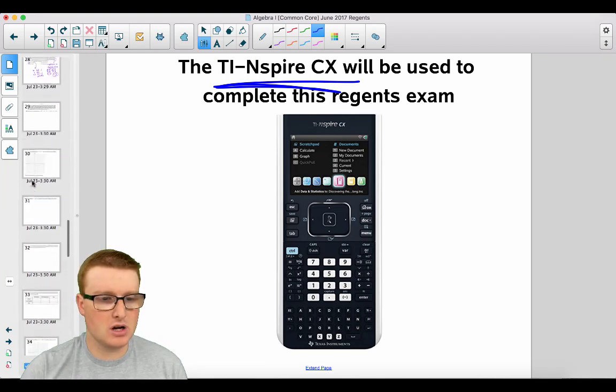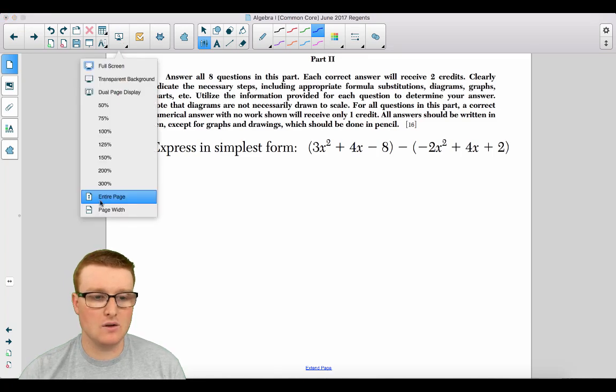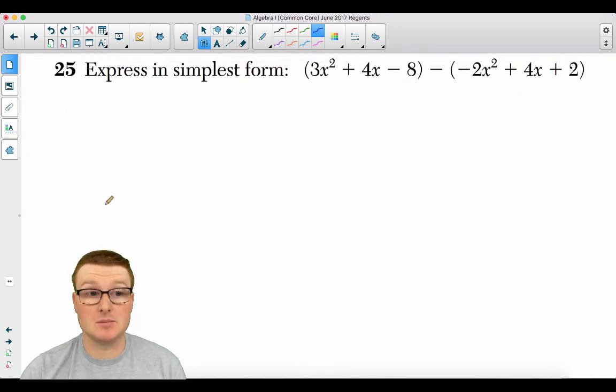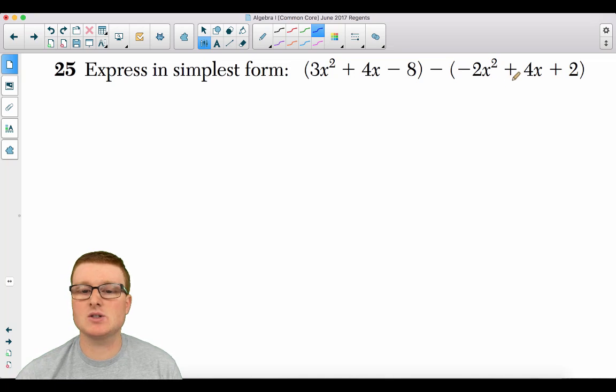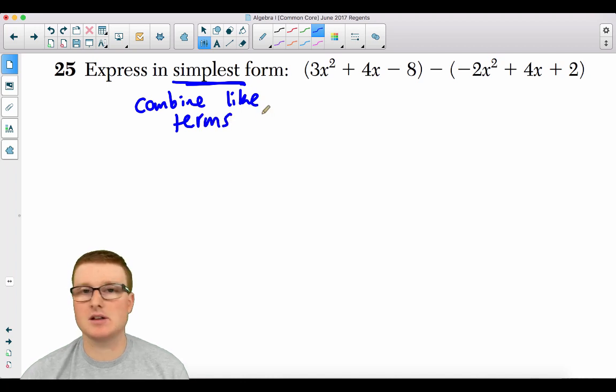So, without further ado, let's jump right to number 25 of this exam. And we begin with an easy question. Here we go, number 25. Express in simplest form: 3x squared plus 4x minus 8, minus negative 2x squared plus 4x plus 2. In other words, if they say simplest form, they're really saying combine like terms. They just can't say that because it kind of gives the answer away.